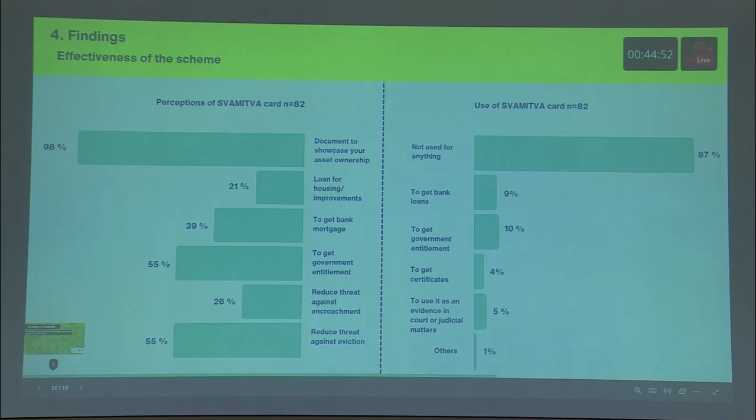But when it comes to the use of the card, we see that around 87% of people haven't really used it for anything yet. That may be because the scheme is new and the translation into actual use for anything requires time.